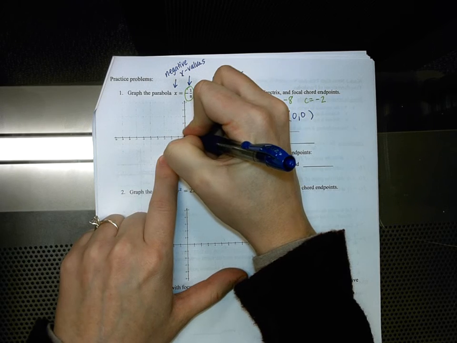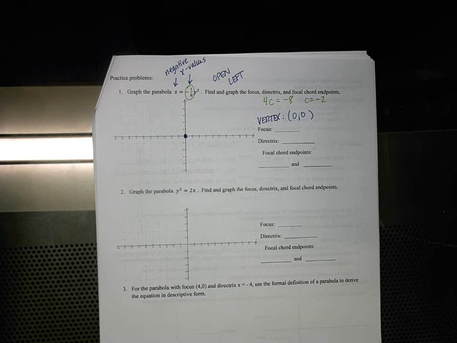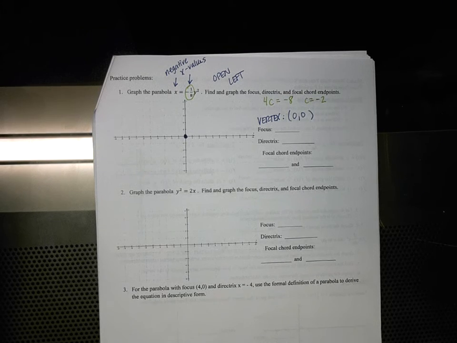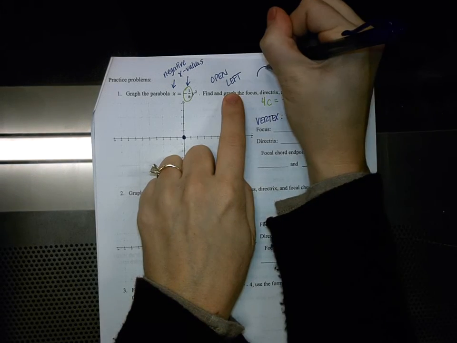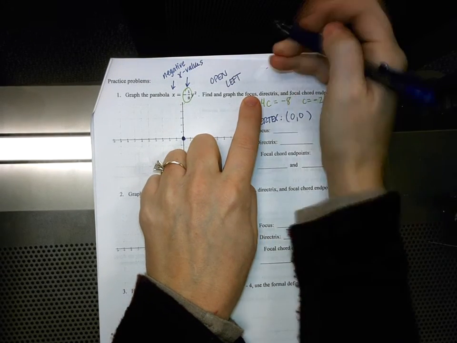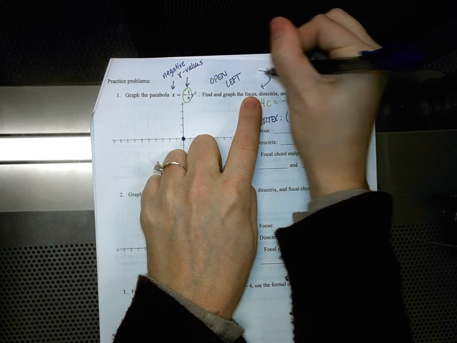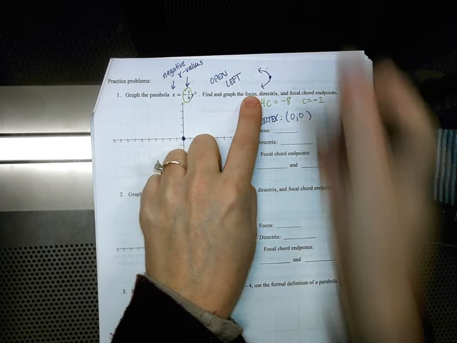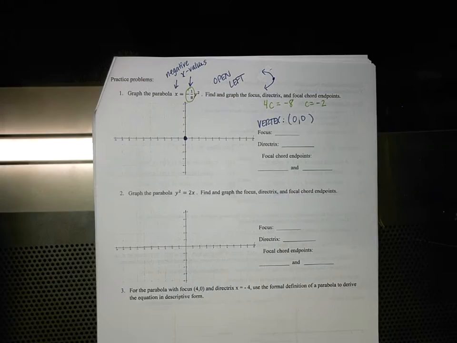I keep wanting to call it a function. Why is it not a function? Very good. If this was going to open, that's not the left, that's the right. If this is going to open to the left, it's going to look like this, right? And it's not going to pass the vertical line test. There are going to be 2 y values for 1 x value.